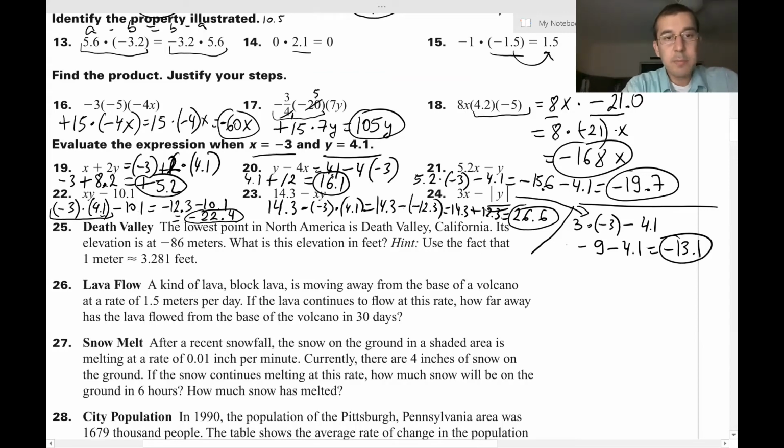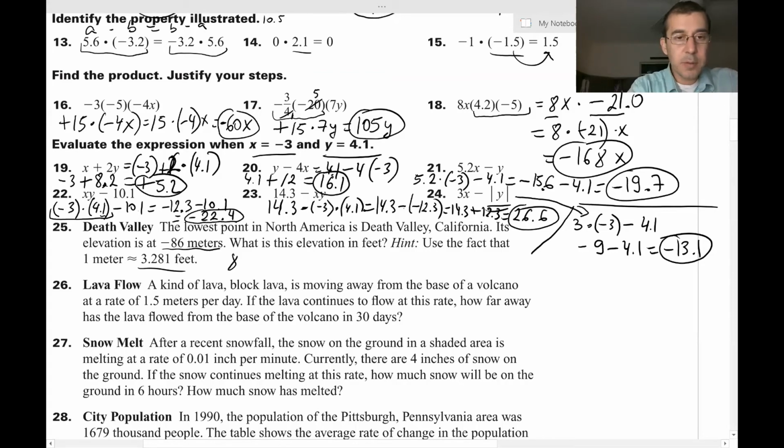Death Valley, the lowest point in North America, is in Death Valley, California. Its elevation is minus 86 meters. What's the elevation in feet? So we just have to convert meters into feet. Use the fact, there's a hint: use the fact that 1 meter equals this many feet.